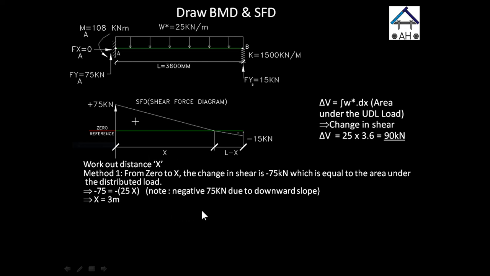The more complicated method is using the similarity of triangles. From the shear force diagram, we can compare the two triangles together by saying 75 kilonewton, the bigger triangle, divided by the smaller one, 15, is equal to x divided by L minus x. Then solving for x, you will also get 3 meters.